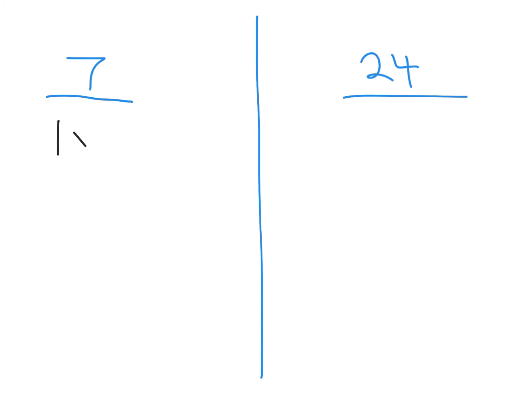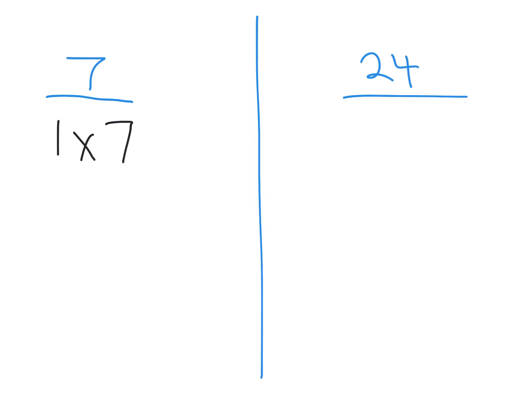So let's start with 7, and then we'll check 24 after that. 7, you obviously know that 1 by 7 is a way to make 7, because 1 times 7 is a fact. You know that 2 will not work because it's not an even number. 3, if you count by 3s, it will not work. And 4 will not work because it is an even number. That is it. 1 by 7 is the only way you can make 7.